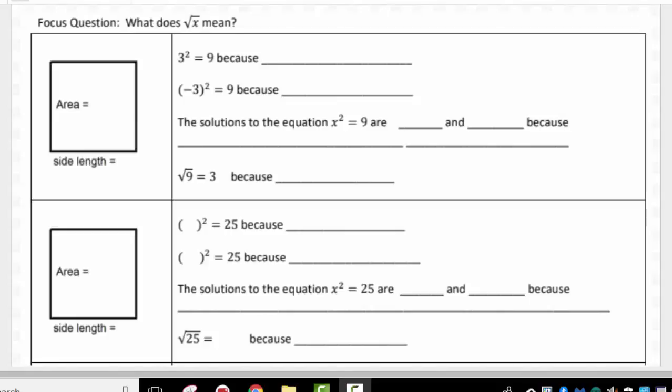The point of this sheet is to convince yourself what does square root really mean and remember it. So we start here, 3 squared equals 9 because, well, we know 3 squared means 3 times 3. And 3 times 3 is 9.